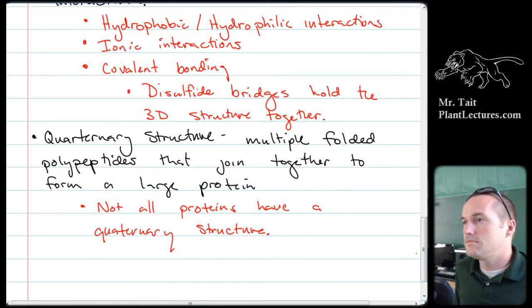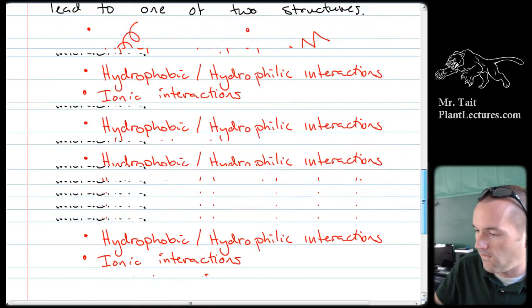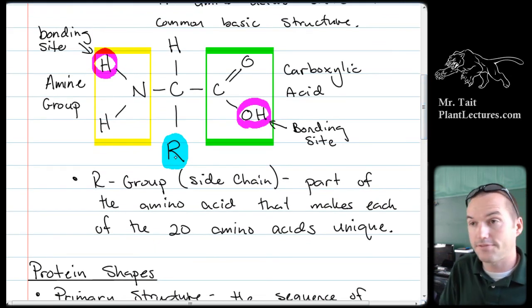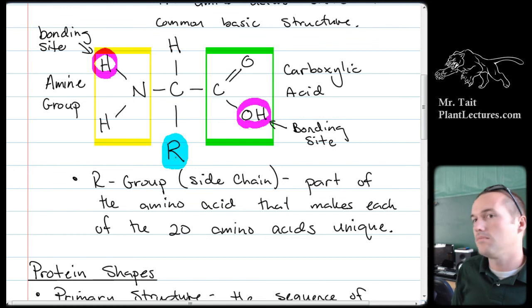Yeah. Going back to that, the amino acid picture. For the remaining group, could hydrogen bonding be placed in the R group? Yes. Hydrogen bonding in the R group happens a lot. Yep. Anything else?